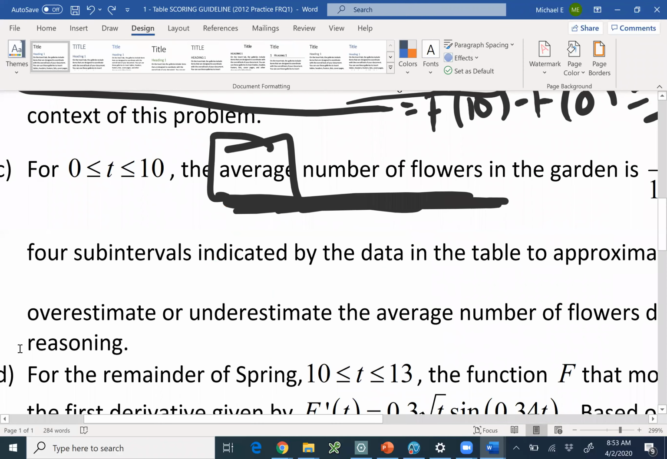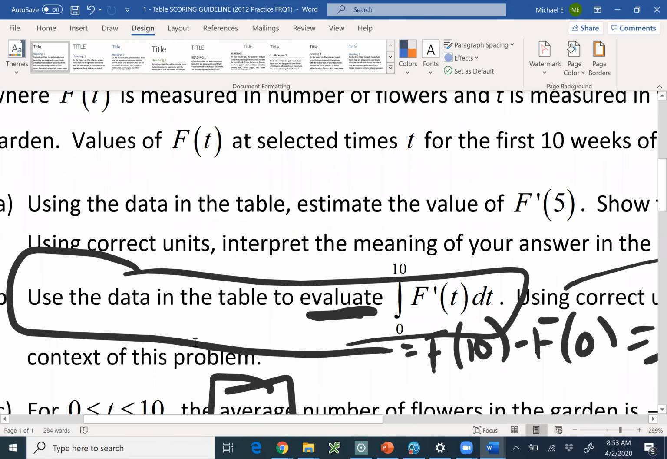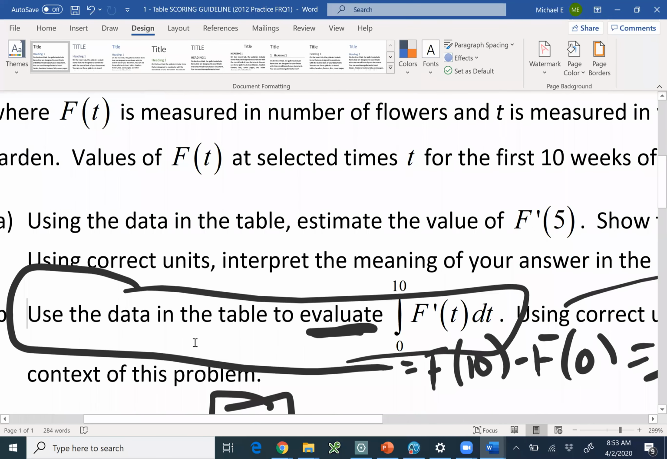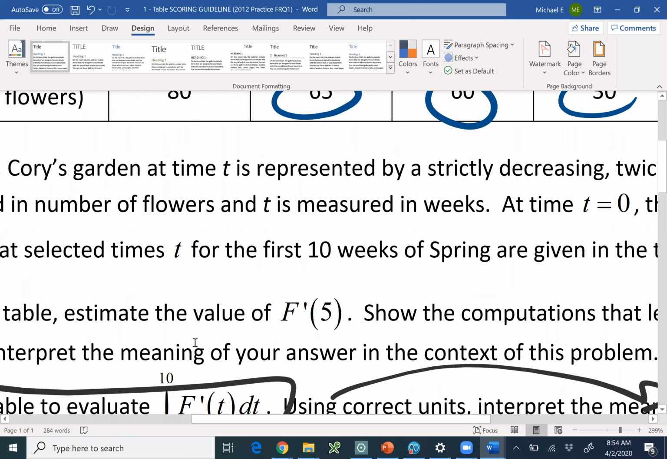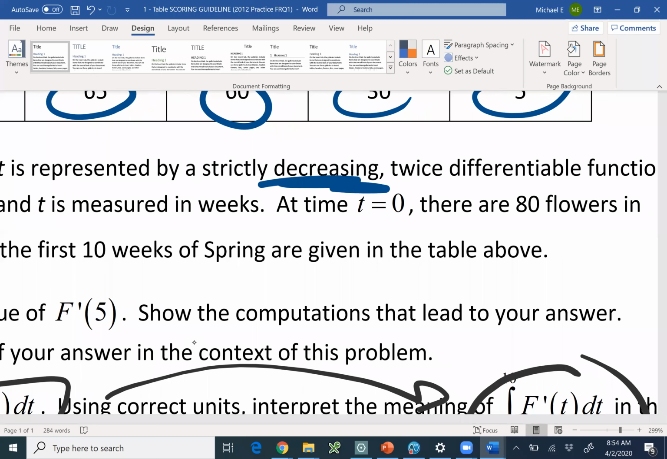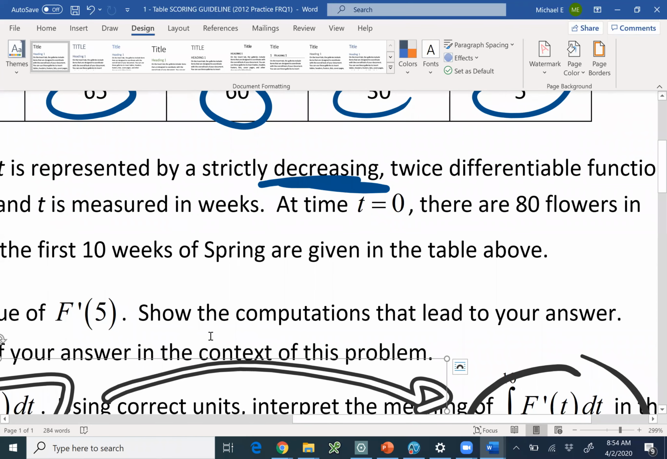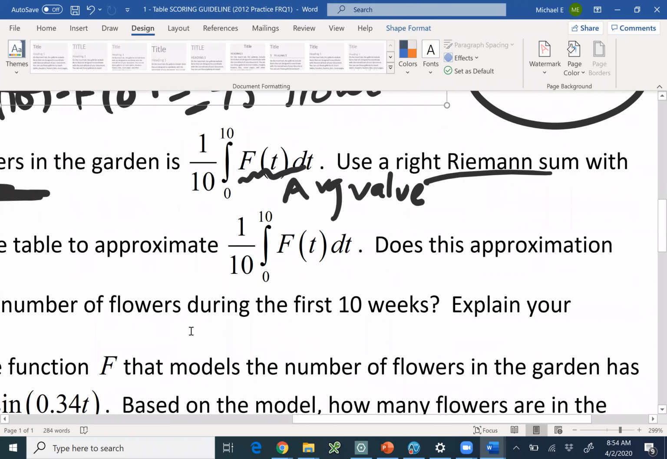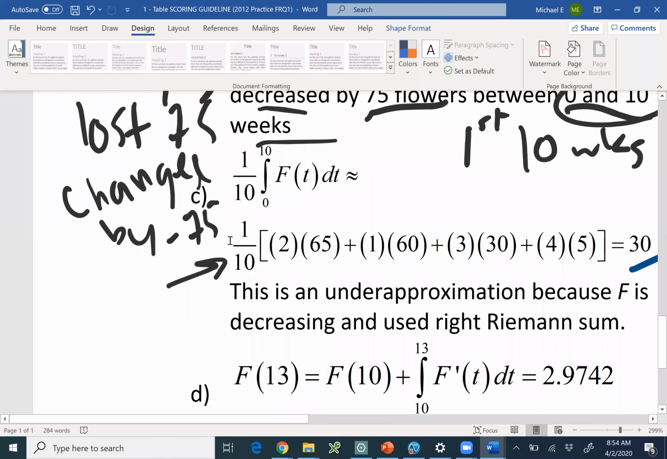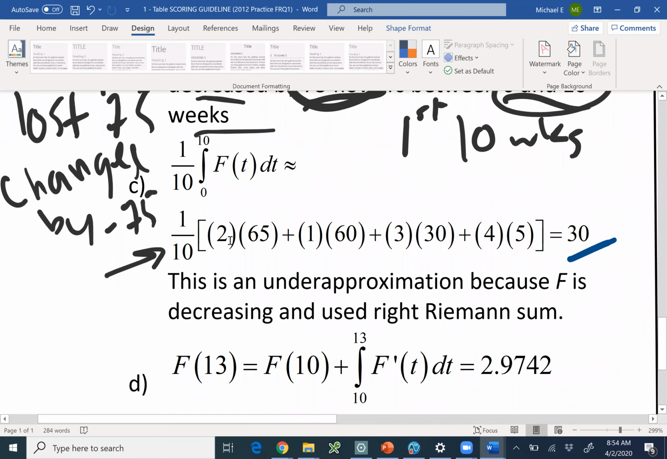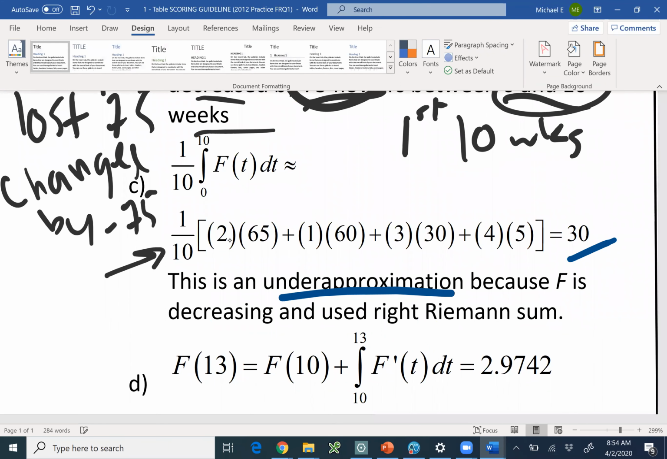So in this case, they wanted to know, is it an underestimate? We go back and we see that they told us that it's strictly decreasing. So this was always decreasing. They need to tell you that. You can't just assume. So really all we need to say here is that it's an under approximation because decreasing and right Riemann. Those are your three words that they're looking for.